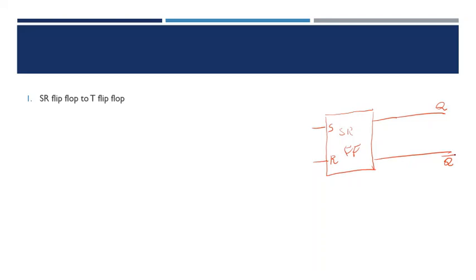Now we have to convert this SR flip-flop to a T flip-flop. For a T flip-flop, there will be only one input, which is the T input. So, the required flip-flop should be like this. There should be only one input, which is the T input, and the outputs should be Q and Q bar. Our aim is to draw the diagram in between here.